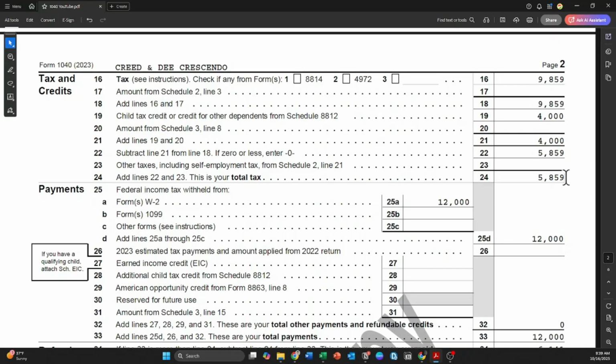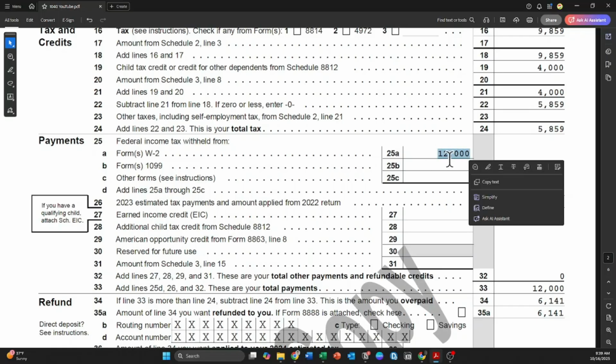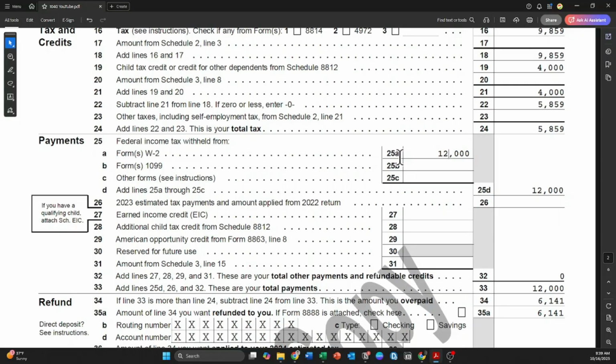This is the actual amount of tax that you're paying in, or that you might have already paid in, which we'll determine in the next section, which is the total amount of payments you made throughout the year. So this first line here is all about federal income tax withheld. So you're going to see your W-2s, your 1099s, if there's any other forms that you might have had. In this case, for most people, you're just going to have federal income tax withheld from your W-2. And as we can see right here, there's that $12,000 was withheld from his W-2 wages.